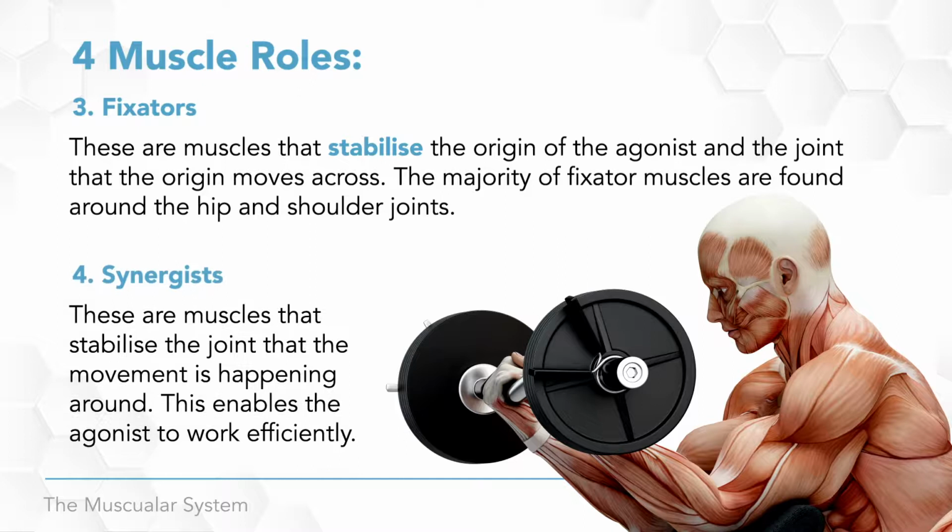Finally, there are synergists. These are muscles that stabilize the joint that the movement is happening around. This enables the agonist to work efficiently. For example, in the bicep curl, the brachioradialis and brachialis stabilize the elbow joint in the movement.